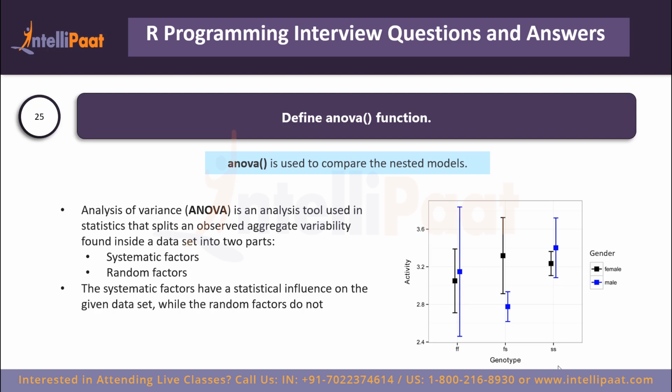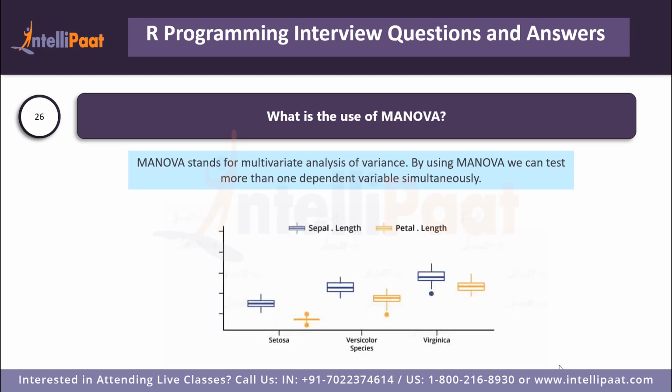Moreover, ANOVA is a statistical test for estimating how a quantitative dependent variable changes according to the levels of one or more categorical independent variables. And ANOVA tests whether there is a difference in means of the groups at each level of the independent variable. So this is about the ANOVA function and its usage. Now let us move on to the next question. What is the use of MANOVA?